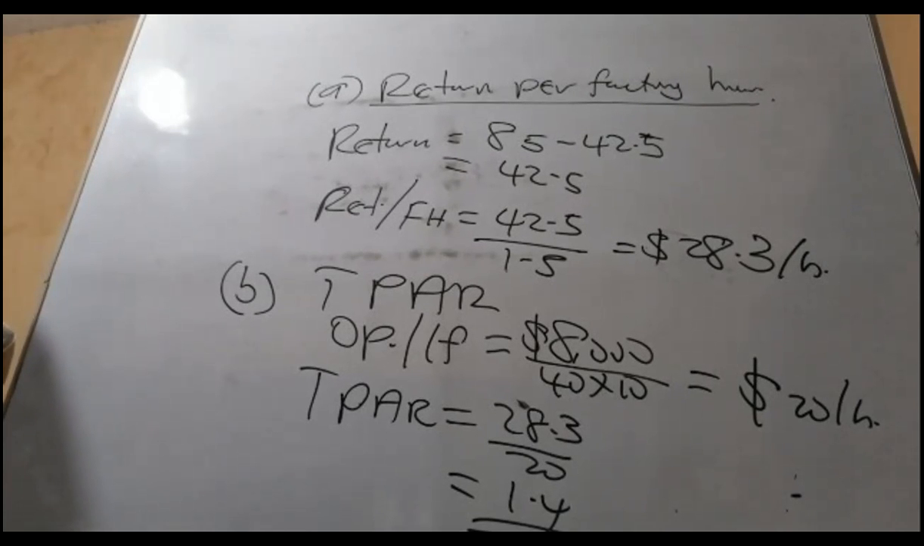Now we are done with throughput accounting ratio. Our next topic is the activity-based costing. I'll start the intro today and then we'll finish it Tuesday. Good.